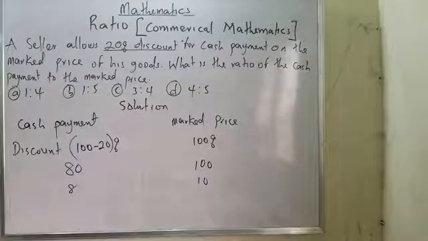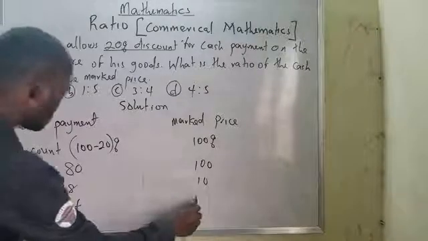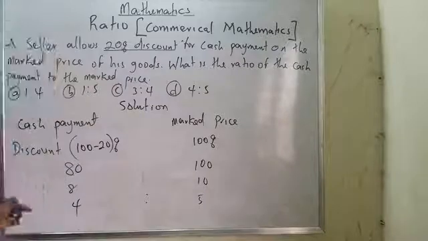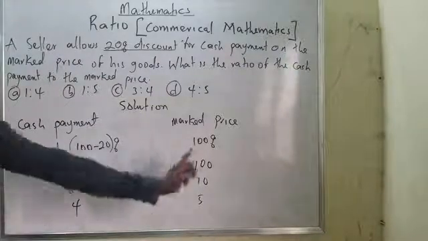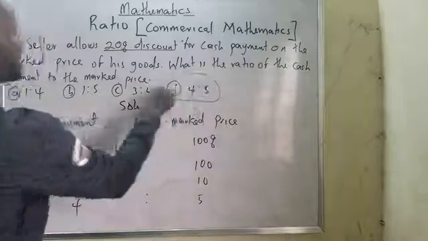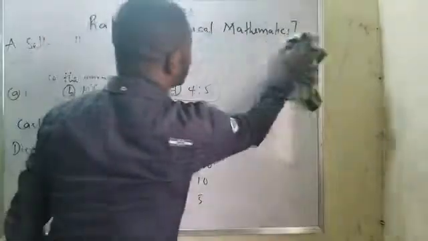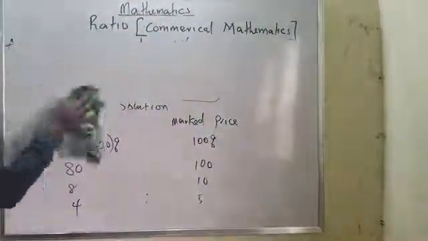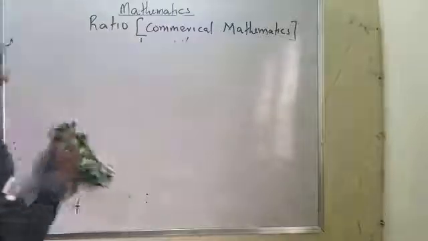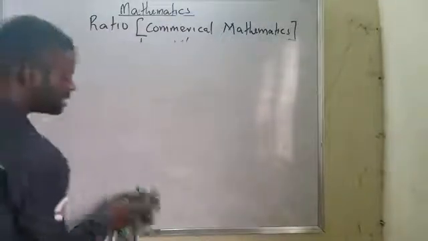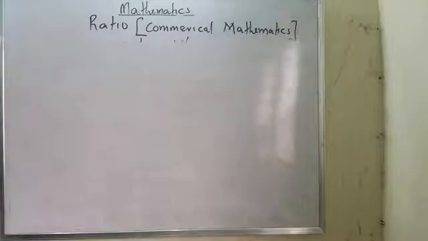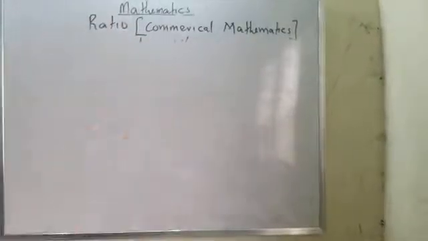Now, since I have that, I can reduce it: 4 and 5. That is my answer. It means my answer is 4:5. This is a very simple question that you can meet in your objective exam. Now, let me quickly put another question in place. Let's see another question. It's very interesting. What is very important is the ability to understand the question. When you talk about discount, it means you minus the discount from 100, the total. That is all.